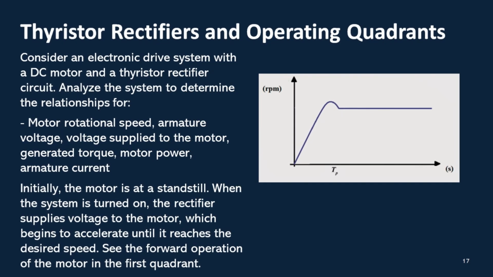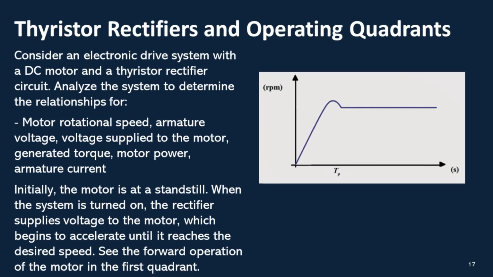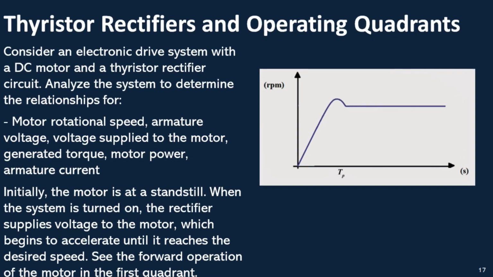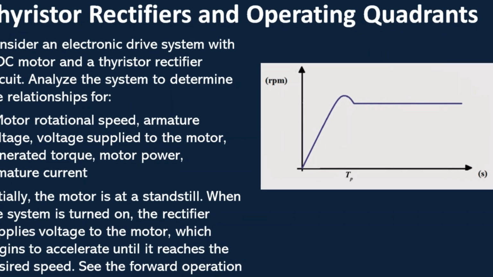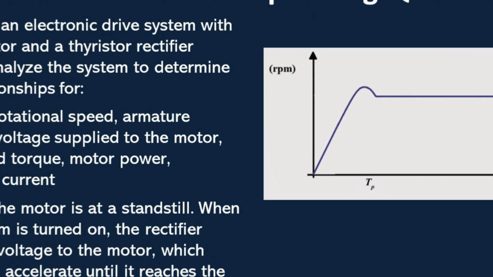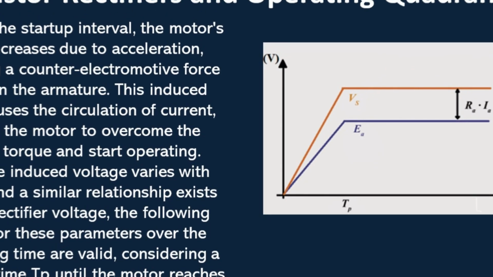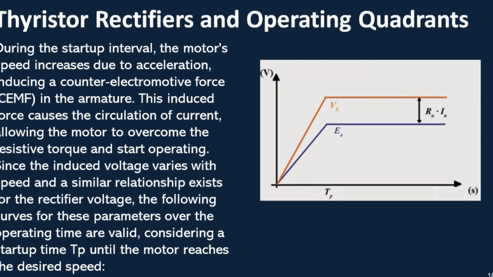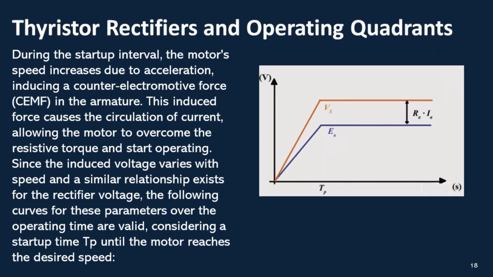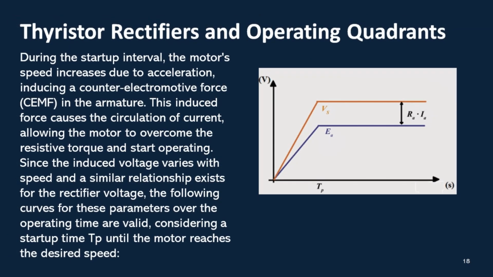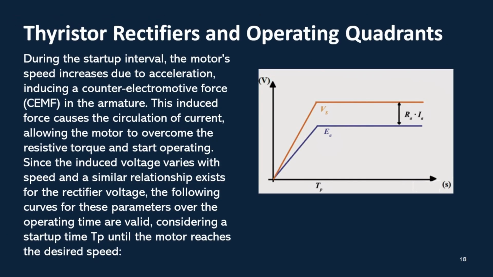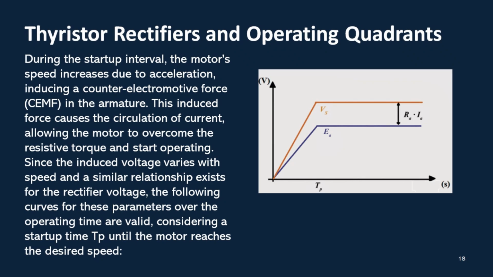When the system is turned on, the rectifier supplies voltage to the motor, which begins to accelerate until it reaches the desired speed. See the forward operation of the motor in the first quadrant. During the startup interval, the motor's speed increases due to acceleration, inducing a counter-electromotive force, CEMF, in the armature. This induced force causes the circulation of current, allowing the motor to overcome the resistive torque and start operating.